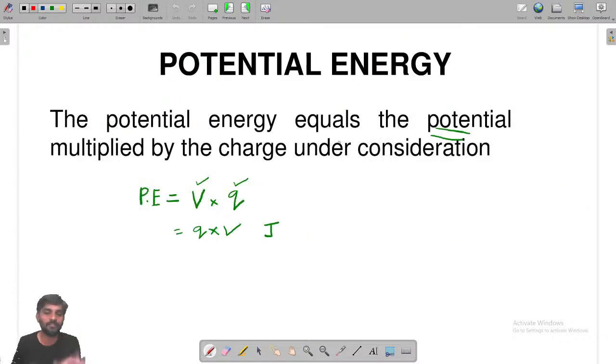Then we talked about potential energy. Simply, potential energy is the multiplication of the charge and its potential. A charge placed in an electric field multiplied by its potential is nothing but potential energy, and the units are joules.